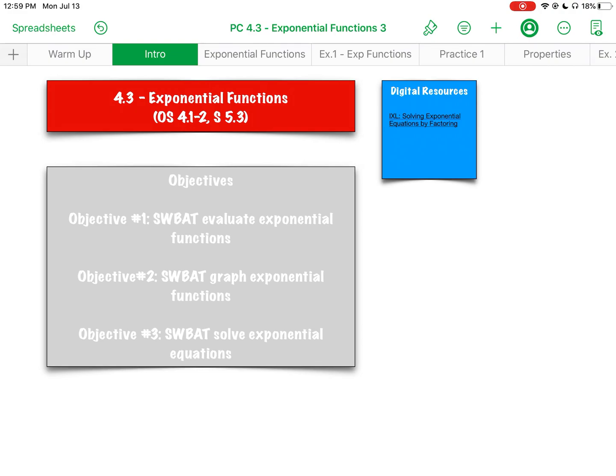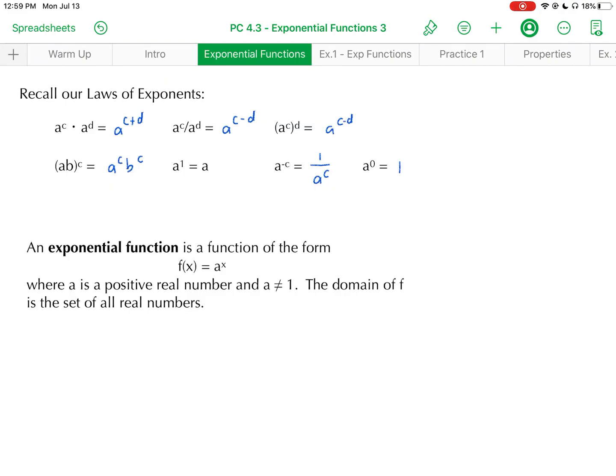Okay. I've started with just a review of our laws or properties of exponents. Just doing so because some of these properties are going to show up within our different examples.